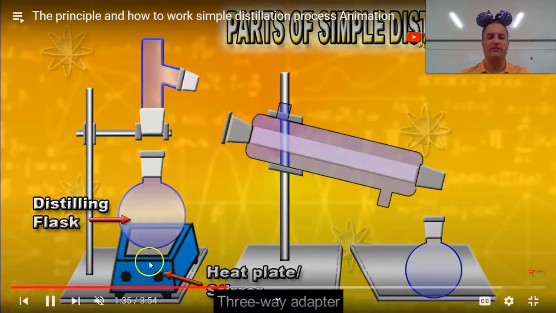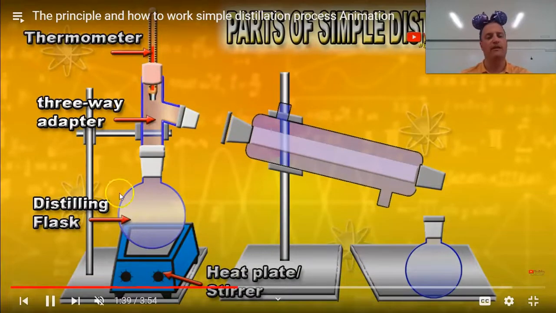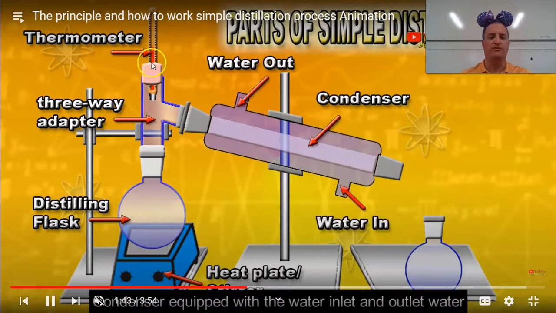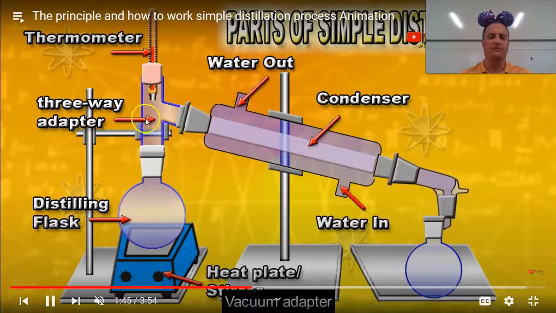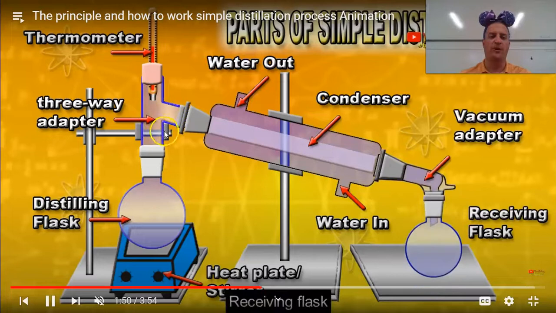Way of providing heat, there's different types of heat plates. You generally would not use flames, but you could. Then there's a three-way adapter with a thermometer so you can measure the temperature, because you want to maintain this temperature above the boiling point of one but not of both components.